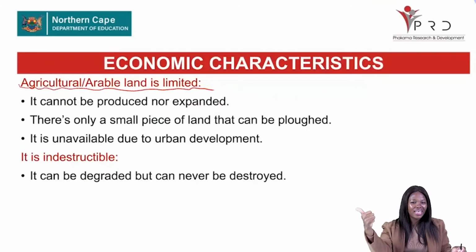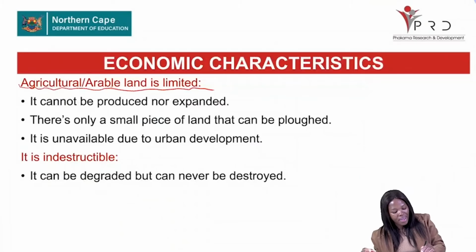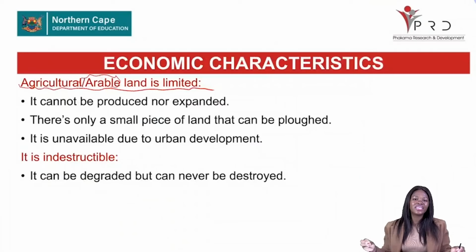Firstly, land is limited, or agricultural land is limited. What does that mean? It simply means that land cannot be produced and land cannot be expanded. There is no way that you can have powers to produce the land or expand the land. That is why agricultural land is limited. That is why arable land is limited. What do we mean by the term arable? It simply means it's not easy finding land that has the ability to grow crops. It's not easy. Some soils or land are very rocky, and we all know that we cannot grow crops on rocky soil or land.